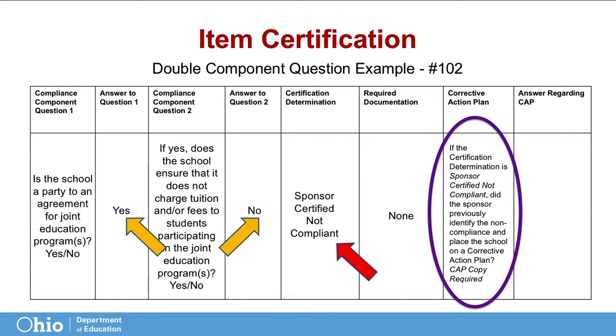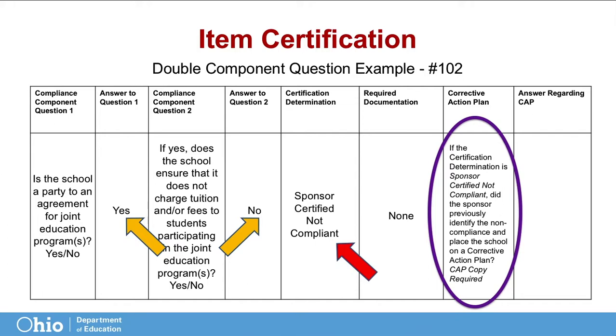Now let's review the same item when different responses are supplied to the component questions. If the answer to question 1 is yes, but the answer to question 2 is no, then the result is sponsor certified not compliant. Again, as there is no documentation required, the sponsor must provide a narrative on the submission type in Epicenter. In addition, the sponsor must answer the corrective action plan question. If the school is placed on a corrective action plan, the associated plan must be uploaded to Epicenter.